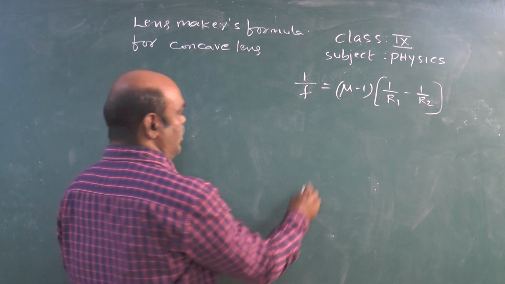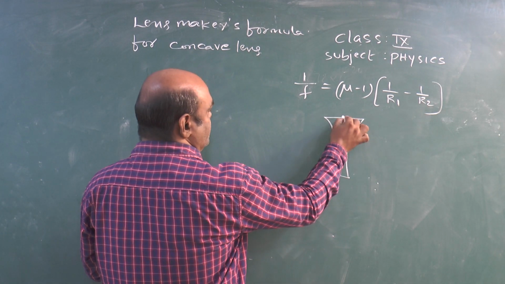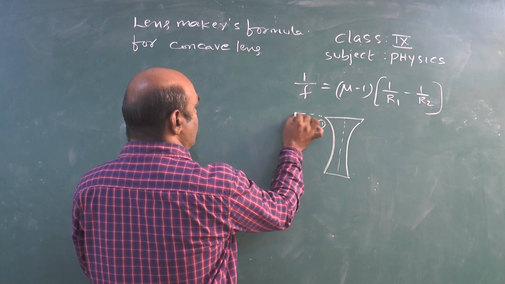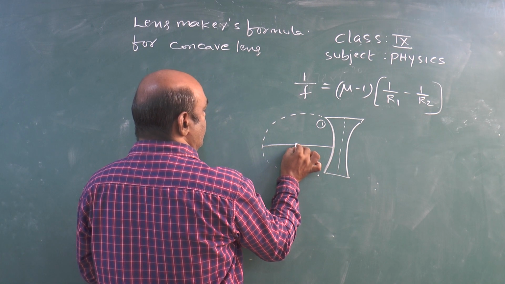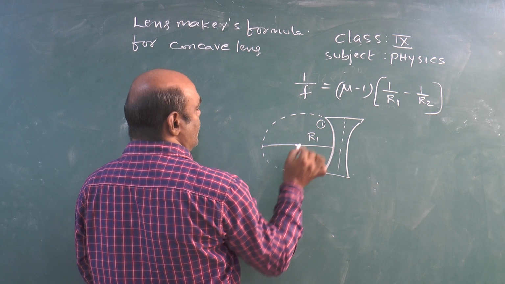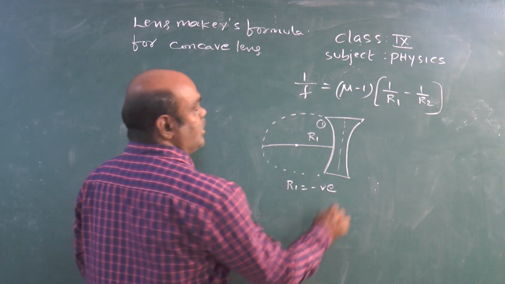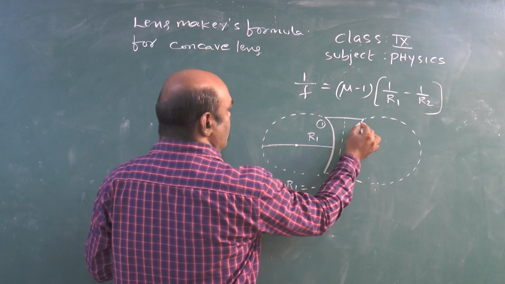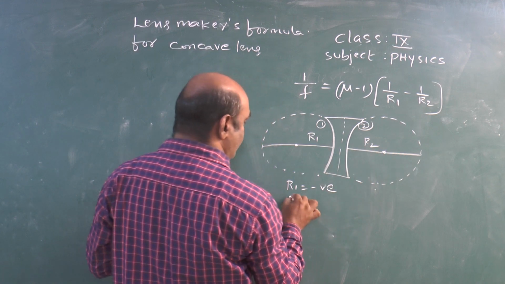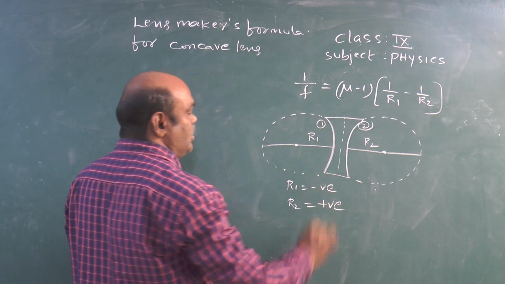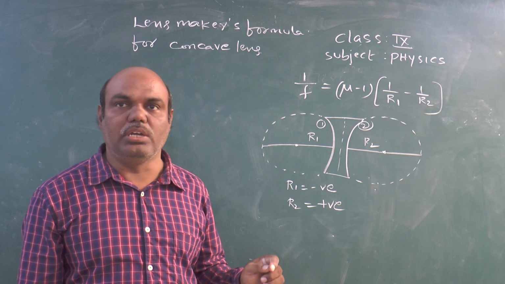But from the sign convention point of view, if you consider a concave lens, this is the first concave surface. Here the radius of curvature is opposite to the direction of the light rays passing, so that's why R1 is considered negative. Next, the second surface is in the direction of the light rays traveling, so that's why the radius of curvature R2 is positive. So in case of a concave lens, R1 is negative, R2 is positive.